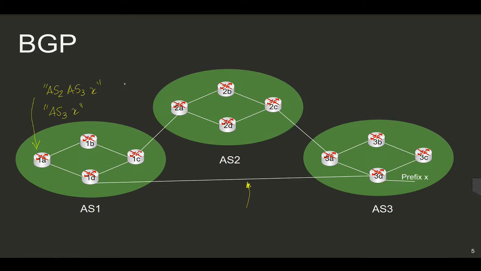And when you have these two options, then BGP gives you a procedure on how to select the one that you're going to use. And mainly that procedure, the first criteria of the procedure, is policy. And we'll discuss that in a separate video.